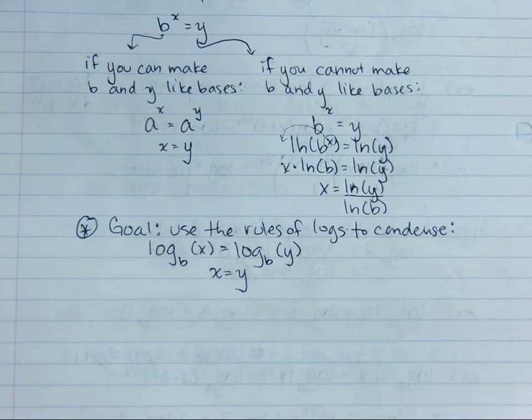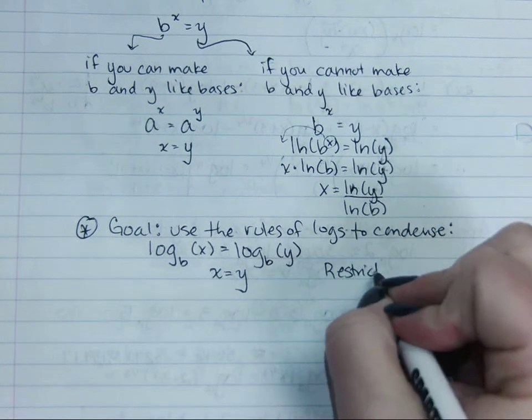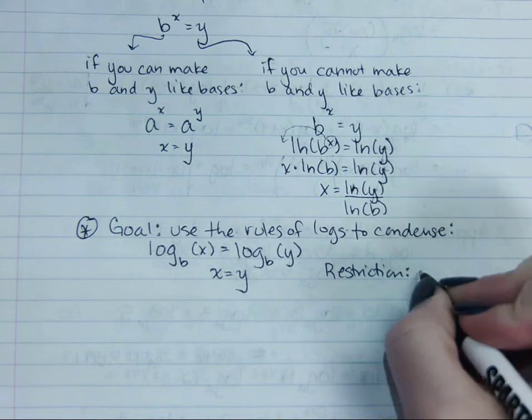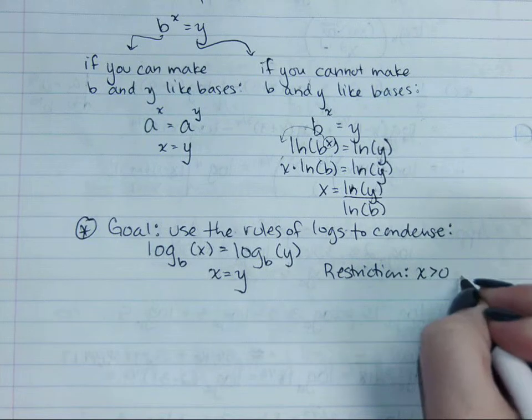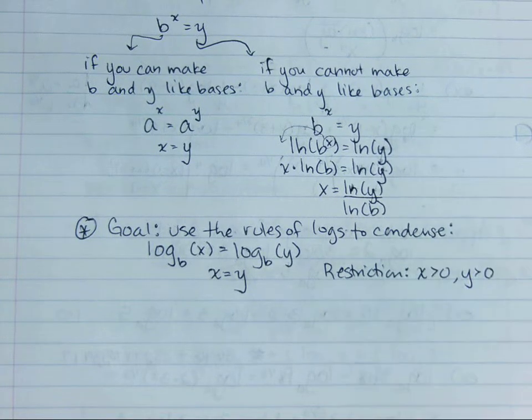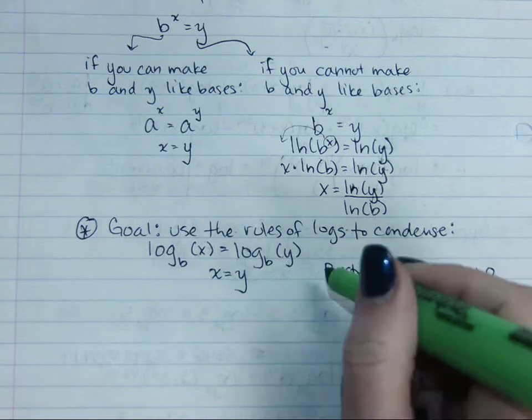Now again, you also have restrictions on this as well. You must make sure that the value in both logarithms is greater than 0. So again, you're not allowed to have any negatives or even 0 in this case.